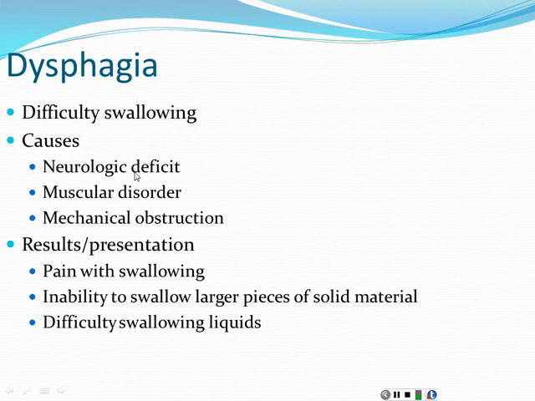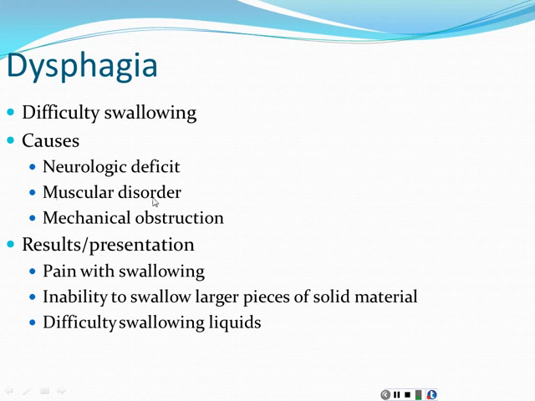Neurologic deficit. The swallowing reflex is one of the most complicated in the body because it involves so many different nerves and involves both voluntary and involuntary components. So all kinds of neurologic problems can result in swallowing issues. You know, stroke can, nerve damage can. I mean, there are just lots of potential causes there. So that's a leading cause of difficulty swallowing.